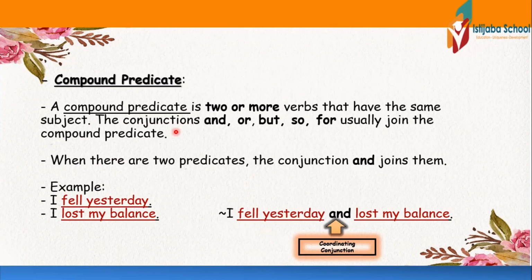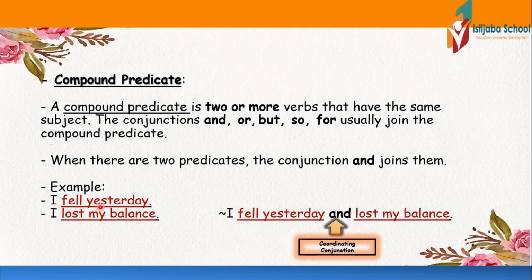Now let's move on to compound predicate. As we said before, compound predicate means I have two or more verbs that have the same subject. This is something important. I have different predicates, but I have the same subject. I use the conjunctions and, or, but, so, or for in order to form compound predicate. Let's check the first example.